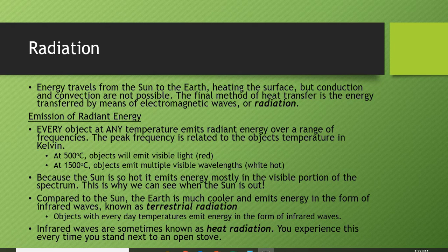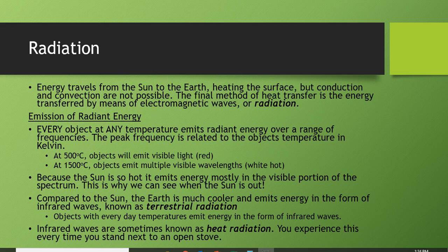If it were to continue to heat up and heat up and heat up, it will start to emit multiple visible wavelengths, and it'll appear white. The sun is really, really hot, and so it emits energy in that white hot, very hot range where we can see it. So the peak frequency of the sun's radiation is in the visible range for humans. Now compared to the sun, the Earth is not nearly as hot, but it does still emit radiation, known as terrestrial radiation. That radiation is emitted in the form of electromagnetic waves known as infrared waves.